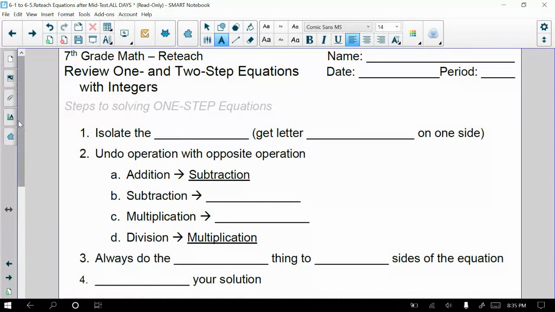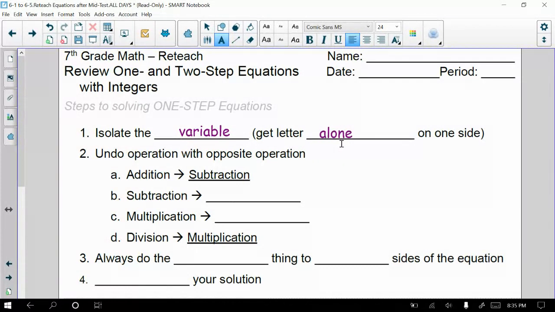The first page is only one step. Our job solving one-step equations is to isolate our variable. Increase my font here. So we're going to isolate the variable. That's your job. What does that mean? That means to get the letter, that's your variable, alone, with no other numbers on the same side as the variable.